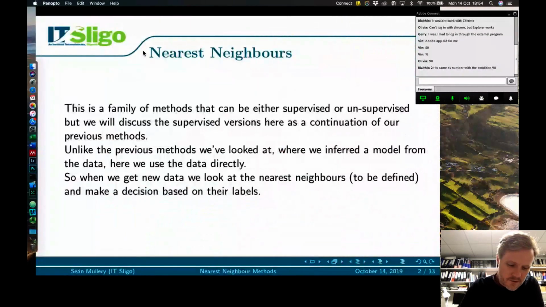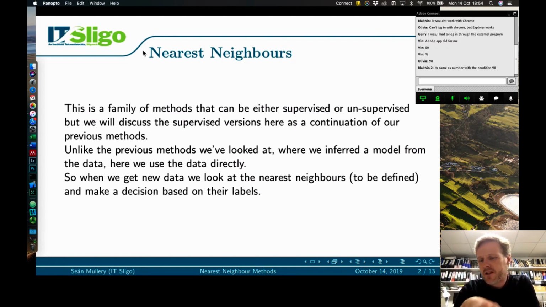Okay, so there's a family of methods that can be either supervised or unsupervised, but we'll discuss the supervised versions here as a continuation of what we were doing in previous methods. We will go on to some unsupervised methods, but this module is mainly going to concentrate on supervised methods. Unlike previous methods we've looked at, where we infer the model from the data, here we use the data directly.